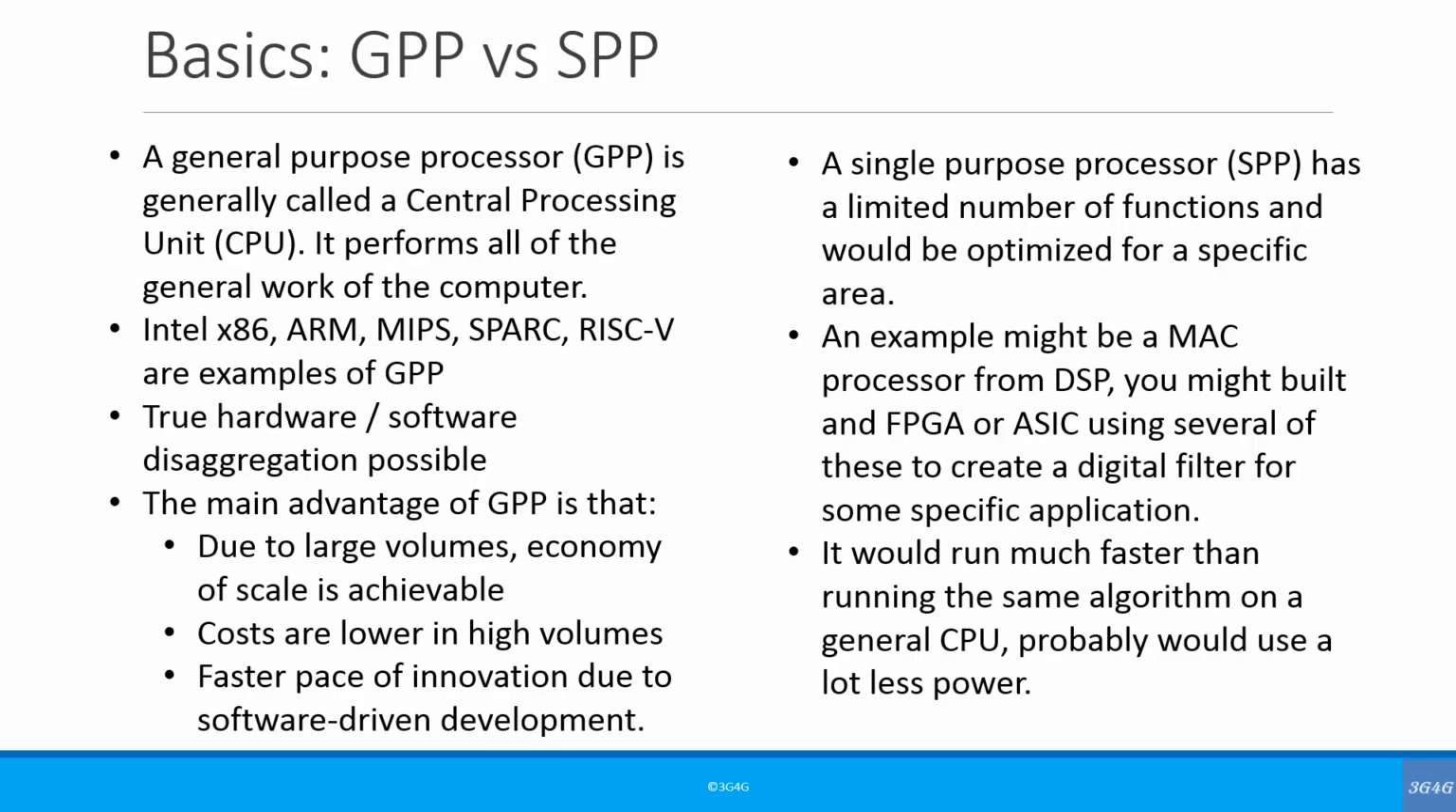SPP, on the other hand, is designed for a specific purpose. It requires a lot of R&D, costs are high, specialized experts are required, etc. It would, on the other hand, be a much better optimized architecture for the purpose it's designed for and can be much faster, consuming less power.